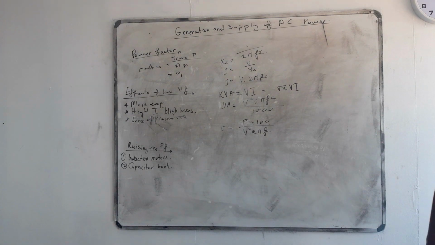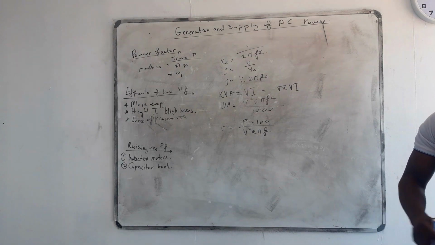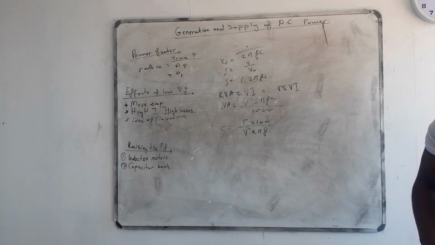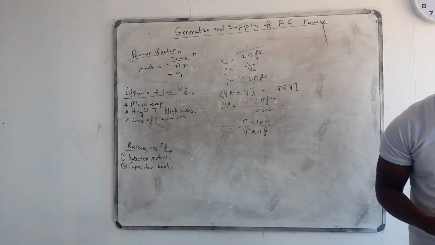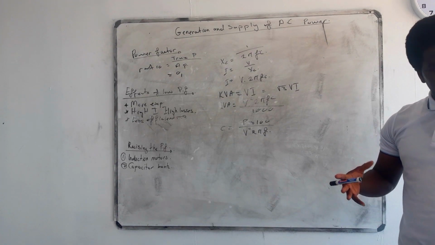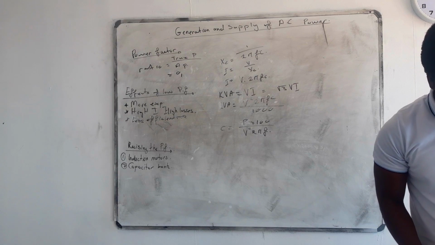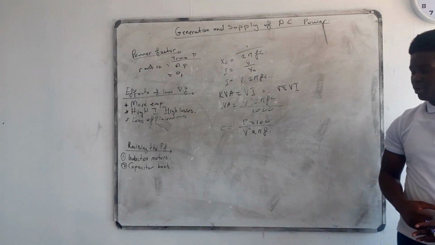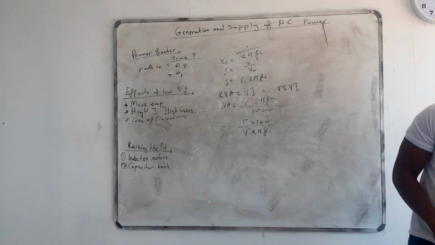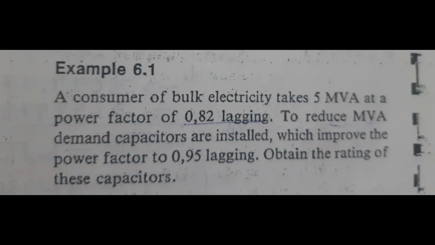Now, let's move over to another formula that I want. It's not really a formula, but it's something that makes sense, and this is where your questions are going to come from. They will give you a question. Let me read the question here: a consumer takes in a bulk electricity of 5 megavolt amperes at a power factor of 0.82 lagging.